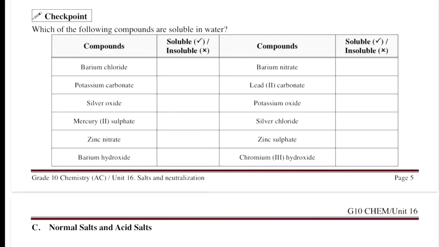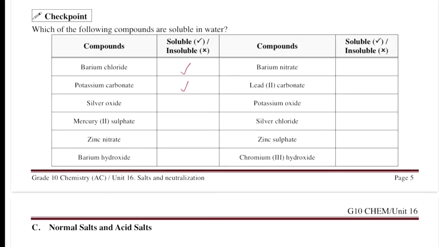Here it lists out some salts. Let's try to work out whether they are soluble or insoluble. First one, barium chloride. Remember, for chloride, we only have silver chloride and lead 2 chloride. They are the insoluble salt examples. So the rest of them should all be soluble. Next one, potassium carbonate. Remember, all the group 1 salts are soluble, so this one should also be soluble.